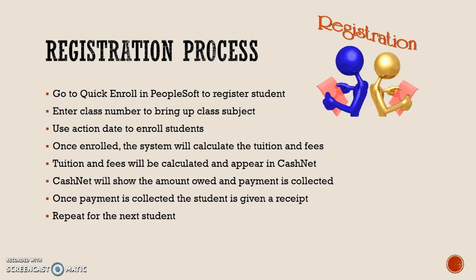Once the student is enrolled, the system will automatically calculate their tuition and fees. Tuition and fees will then be transferred into CashNet, where we collect payment. Once payment is collected, the student is given a receipt and the process is repeated for the next student in line.